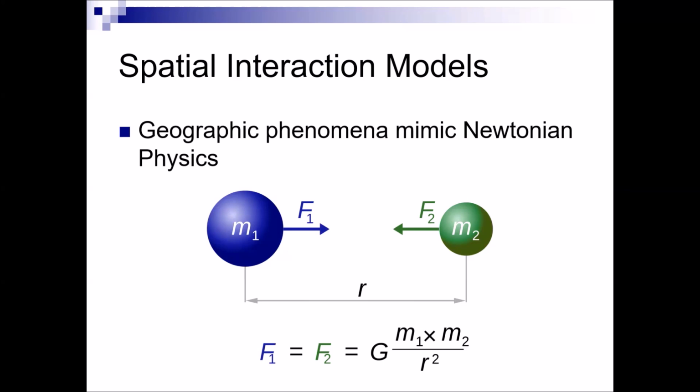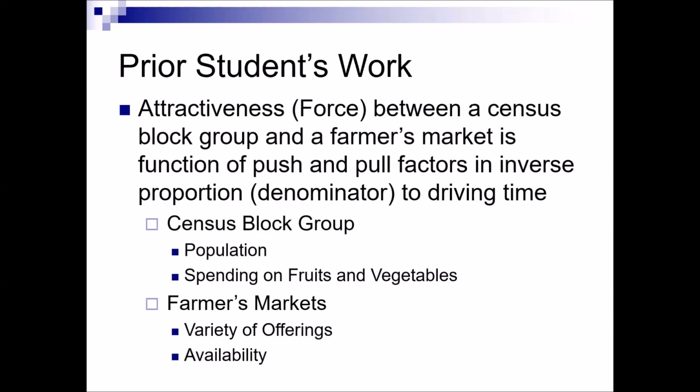And so how attracted are people going to be to go to certain stores? Distance and size. And when we look at the gravity model, it's based on mass. So everything's going around the sun because it has such a tremendous mass. So what are we going to go to? And what store are we going to go to? How many of those stores are around? And so this is a previous student's work where we look at the attractiveness between a census block group and a farmer's market as a function of push factors and pull factors to driving time.